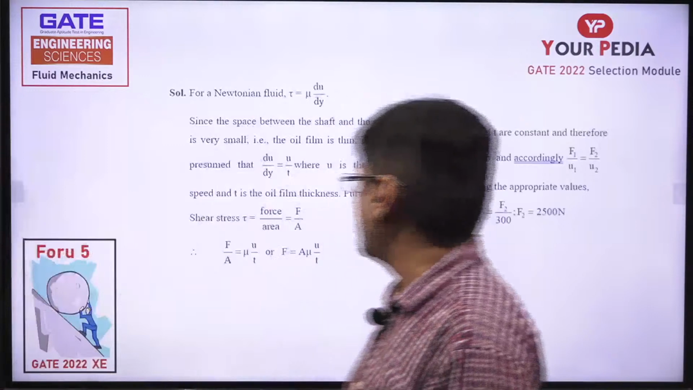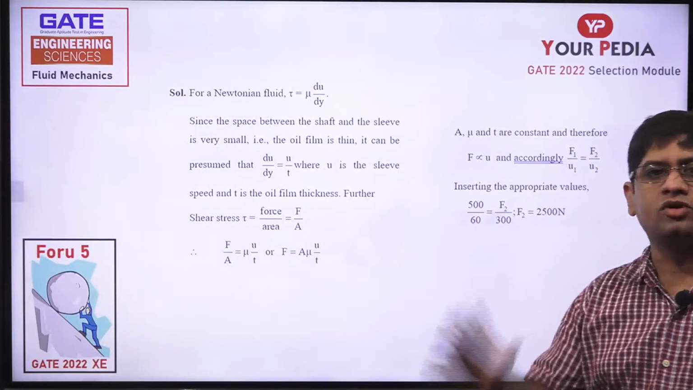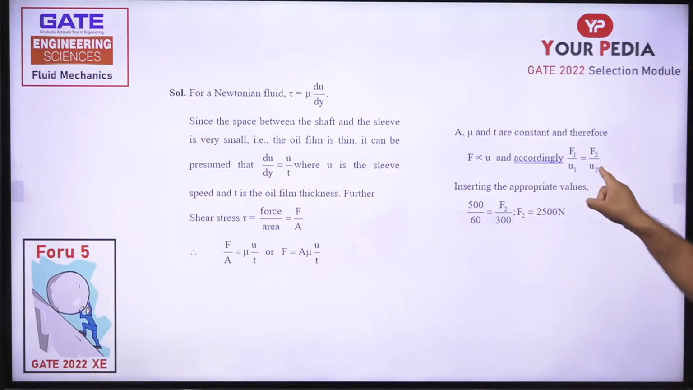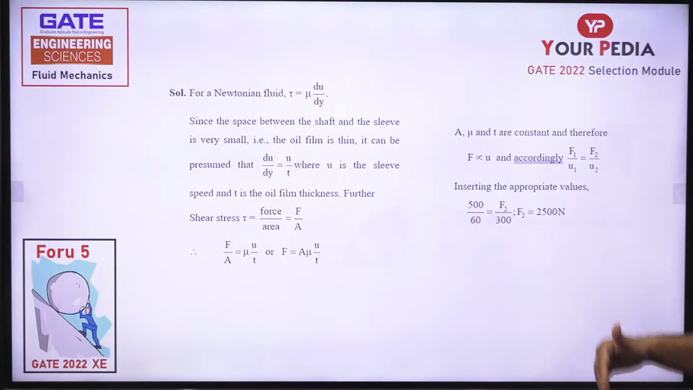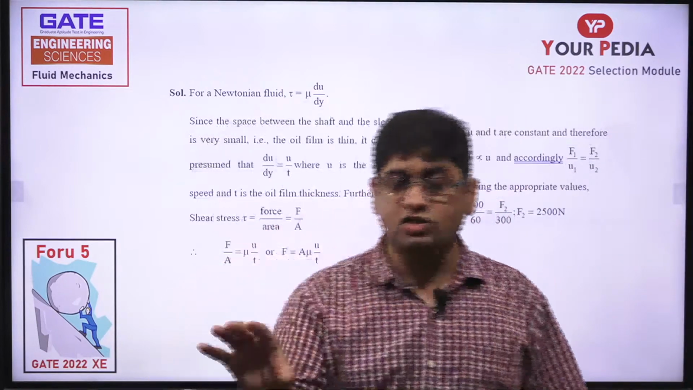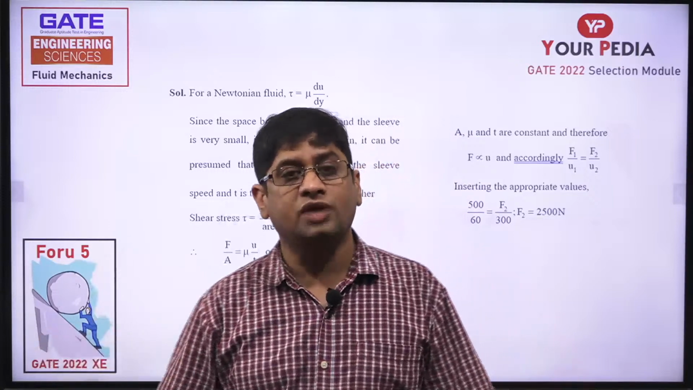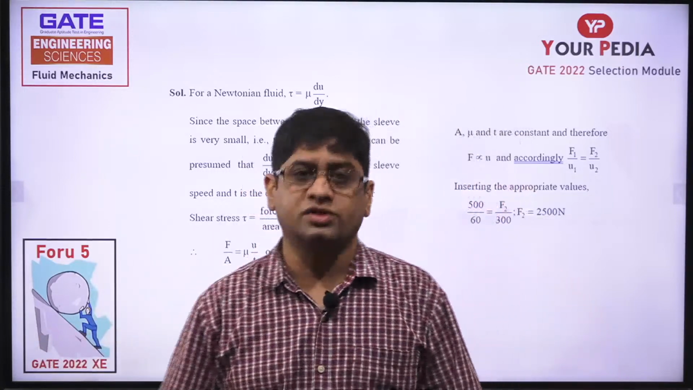Now let's go back to this formula. Area I'm not changing, mu I'm not changing, t I'm not changing. So force is proportional to velocity. That means F is proportional to U. That means F1 by U1 is equal to F2 by U2. So if the forces are given and velocities are given, I can find the solution. Really good question. Simple question, good question.